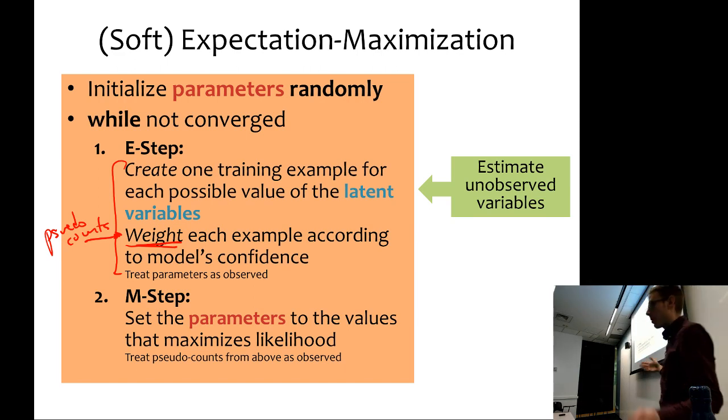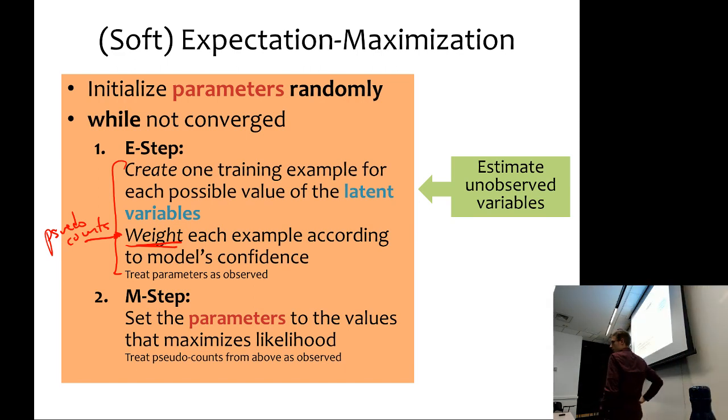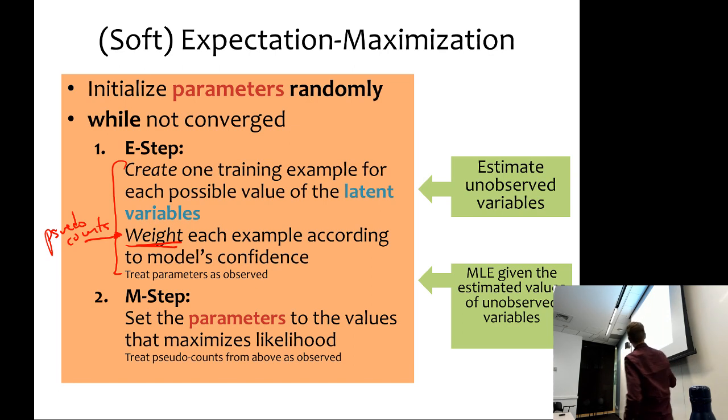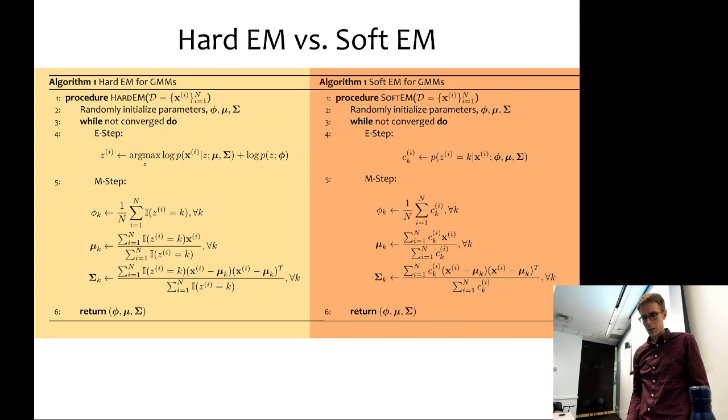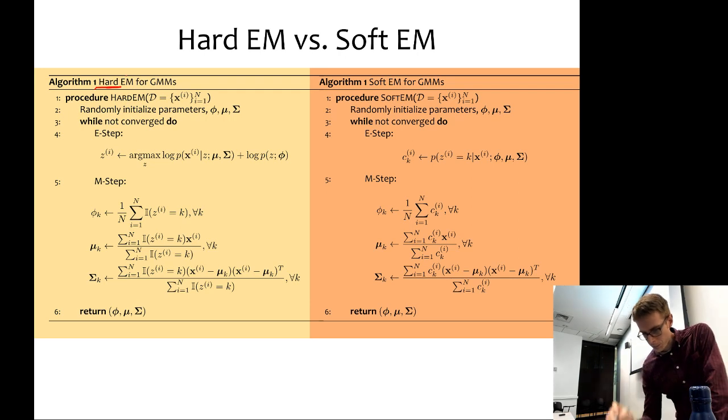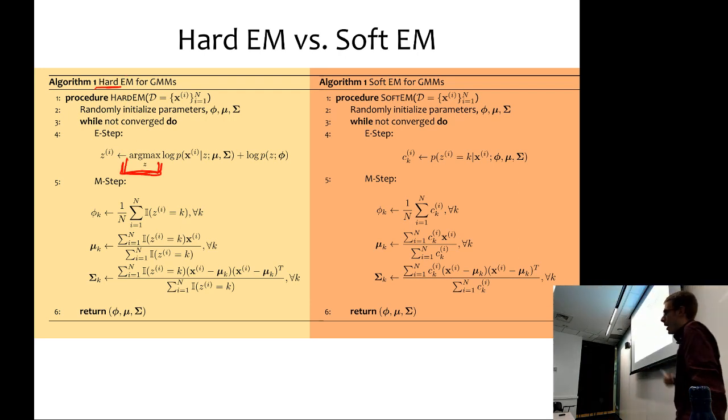And we'll set the parameters to the values that maximize likelihood. Okay, so it's the soft version of hard EM because now we're weighting the likelihood of each latent variable assignment by the model's confidence in that assignment. To contrast for Gaussian mixture models, in hard EM, you're actually doing an argmax over the possible assignments to Z and picking the most likely one.